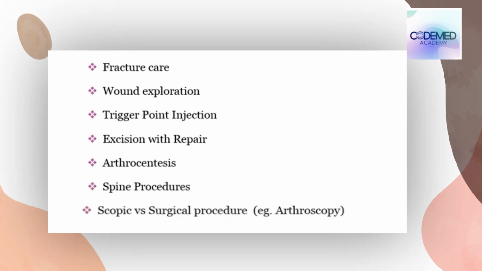The topics we are going to cover in this particular section are fracture care, wound exploration, trigger point injection, excision and repair, arthrocentesis, spine procedure, and then the scopies. Since we are dealing with the skeletal-muscular system, it will be arthroscopy, because scopy is nothing but the viewing of that particular system. If we are going to see the colon, we call it a colonoscopy, and here we are mainly dealing with arthroscopy.